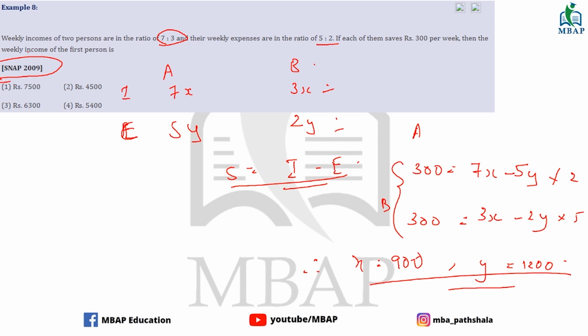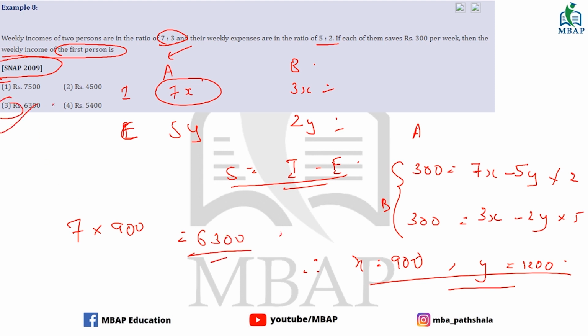Now the question was asking what is the weekly income of the first person. So I considered the first person as A. His weekly income was 7x. So 7 into 900, 6300. So option number 3 will be your right answer. Okay, the only difficult part over here was to know this formula, which is actually very popular.